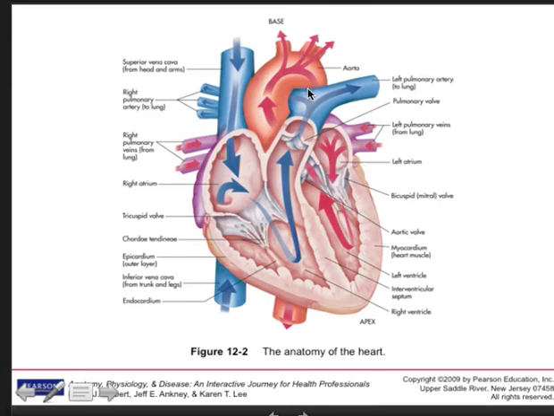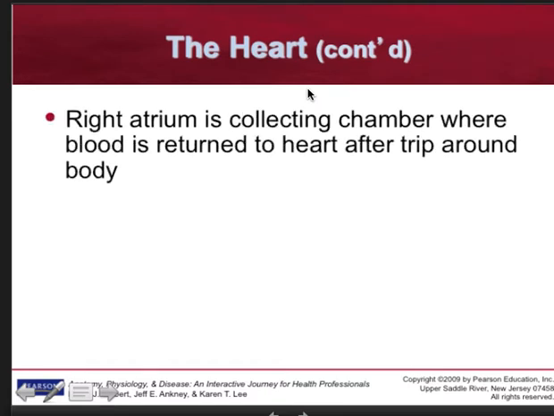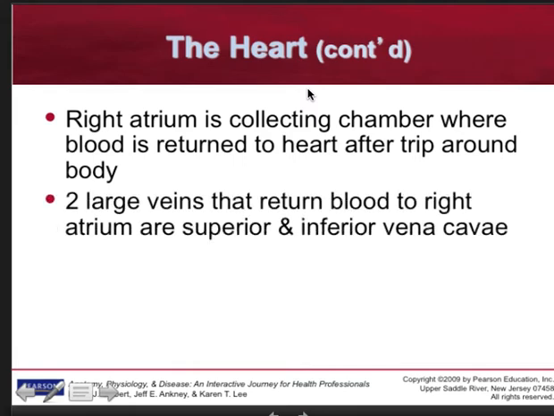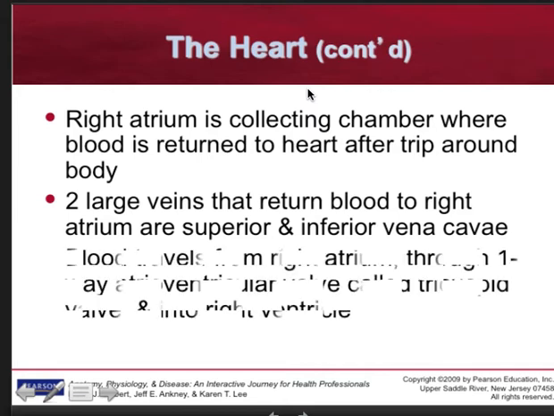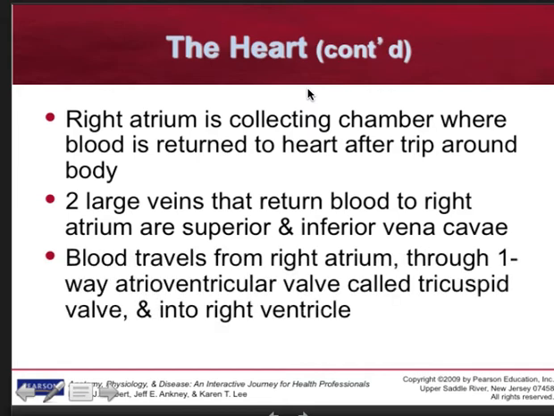The right atrium is the collecting chamber where the blood is returned to the heart after the trip around the body, and the two large veins that return blood to the right atria are the superior and the inferior vena cava. Blood travels from the right atrium through a one-way AV valve called the tricuspid valve, and then from there into the right ventricle. And so what I'd like to do now is take a quick peek at a heart chambers video.